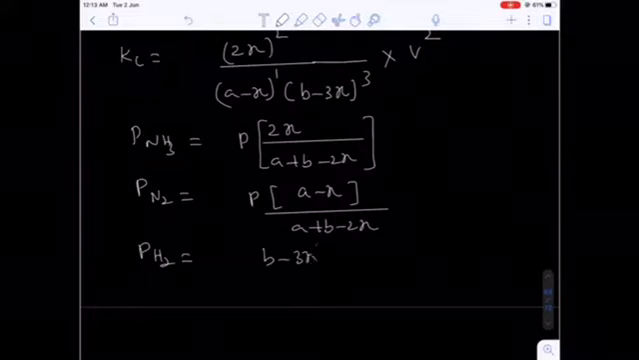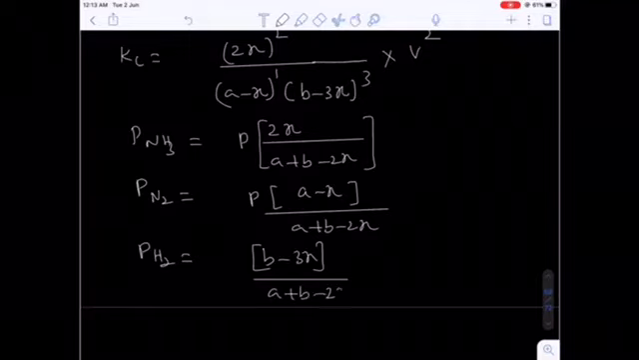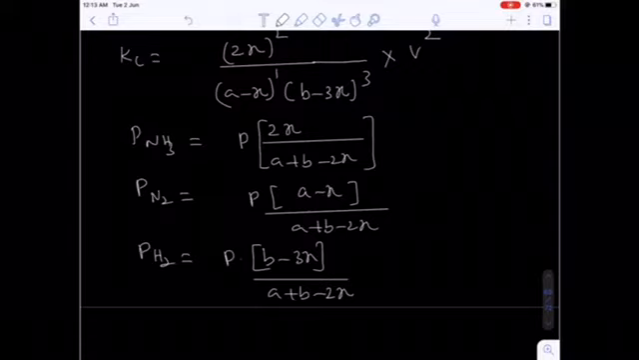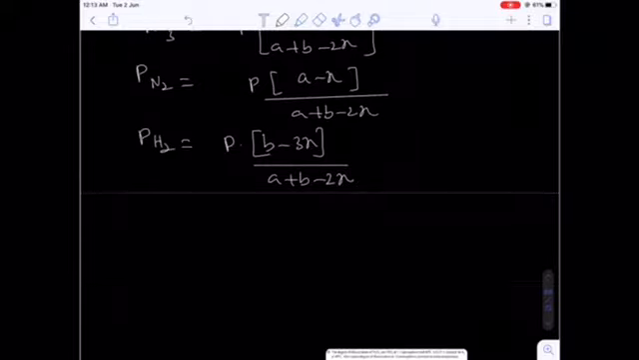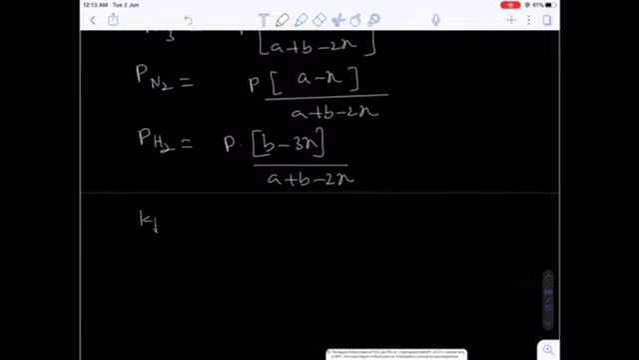What is the partial pressure of hydrogen at equilibrium? B minus 3X, number of moles of hydrogen, over total moles A plus B minus 2X, into total pressure at equilibrium. Okay. Now after getting the partial pressures of ammonia, nitrogen and hydrogen, we can directly calculate the Kp.